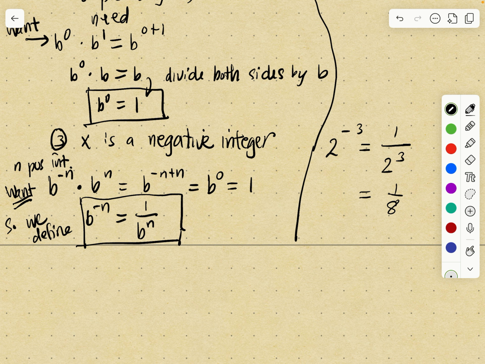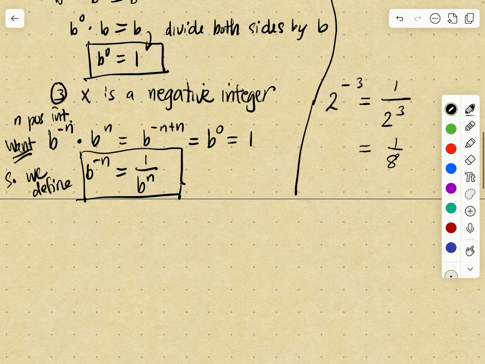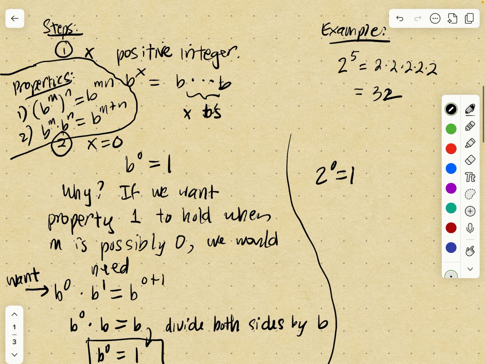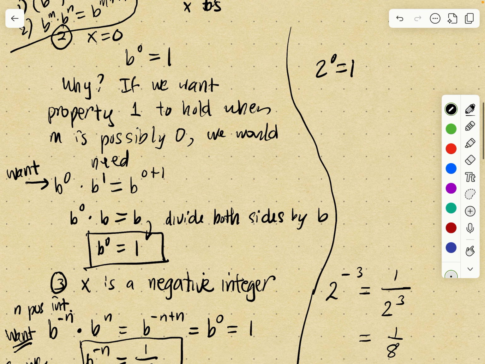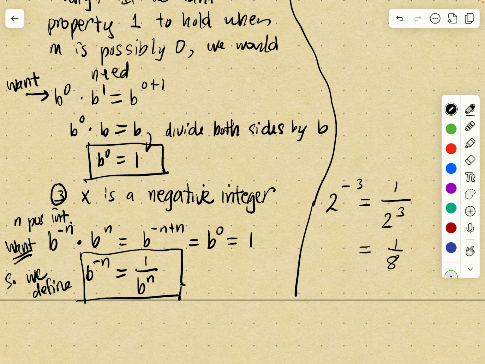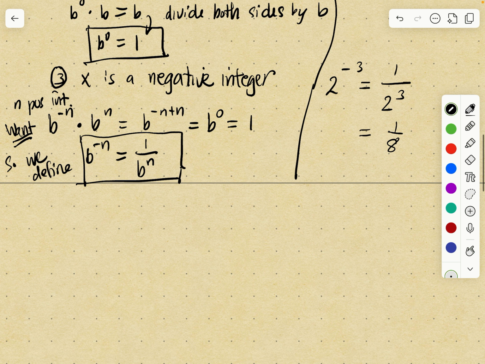So that's now the definition of b to the x whenever x is any integer. We've defined it for positive integers: if x is a positive integer, you just take x b's and multiply them. If x is 0, you define b to the 0 to be 1. And if x is a negative integer, then it's just 1 divided by b to the absolute value of that integer. You just make it positive and then take 1 divided by b to that number. Okay, so that's when x is an integer.